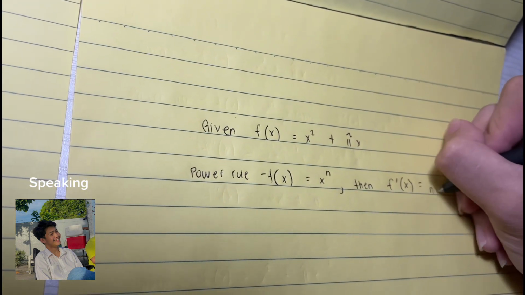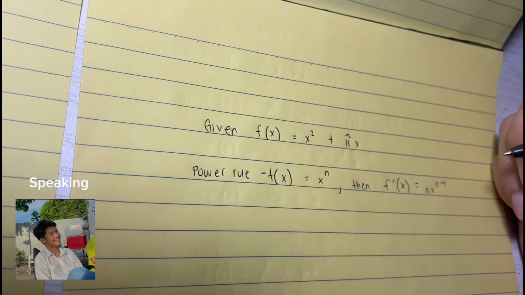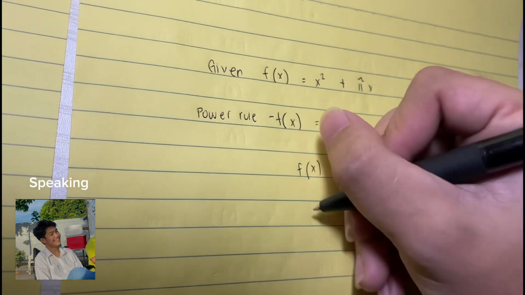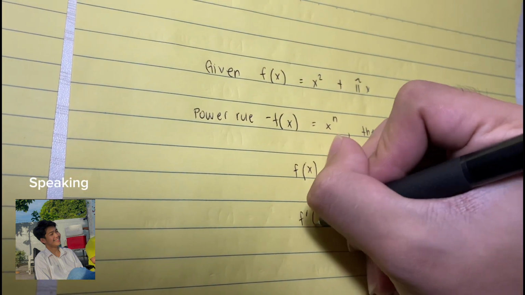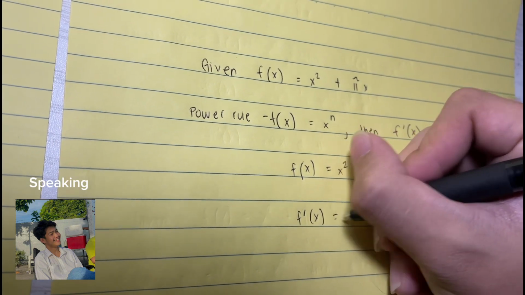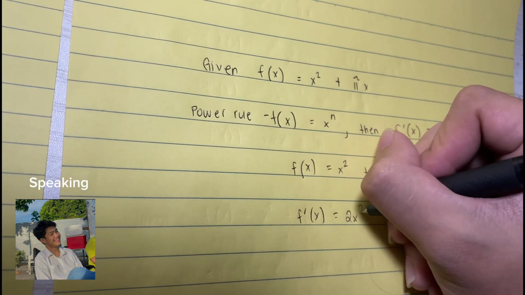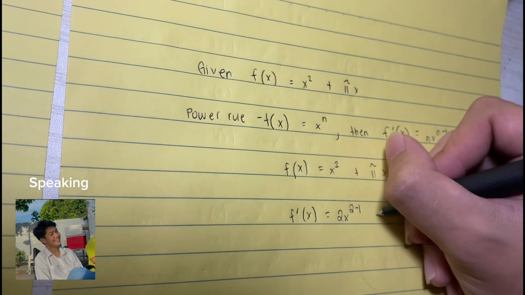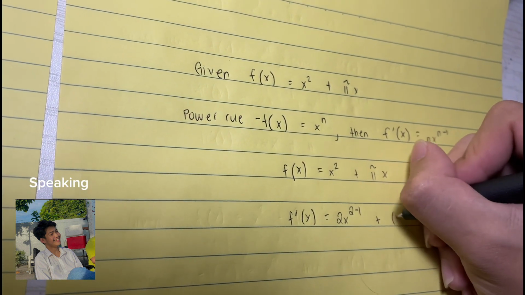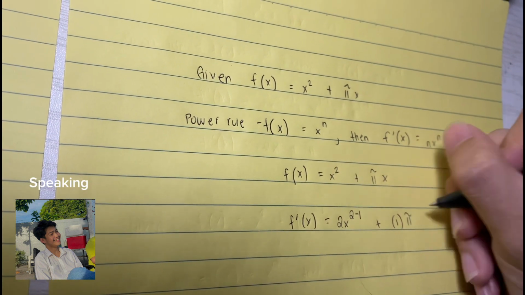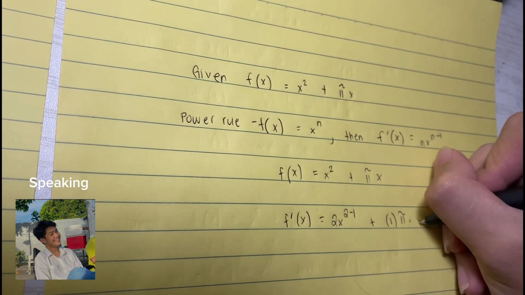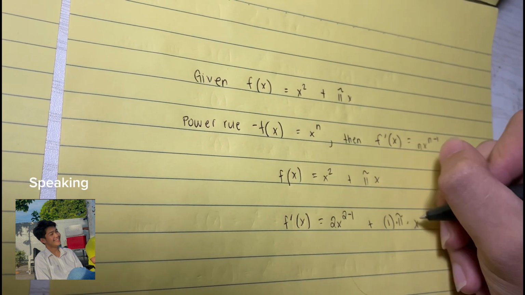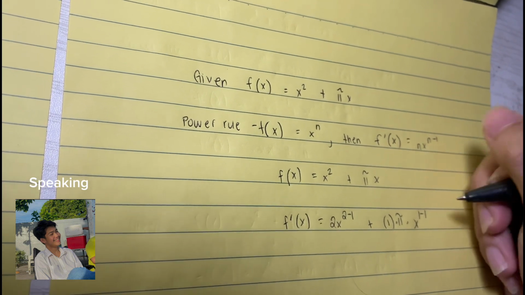These rules allow us to find the derivative of a function raised to a constant power. Next is applying the power rule to each term. Since f of x equals x squared, applying the power rule gives us f prime of x equals 2x raised to 2 minus 1. Next is pi x. Since f of x equals pi x, applying the power rule gives us 1 times pi x raised to 1 minus 1.